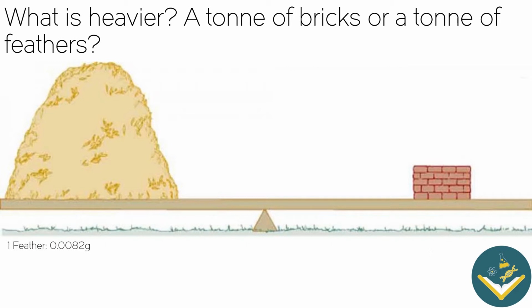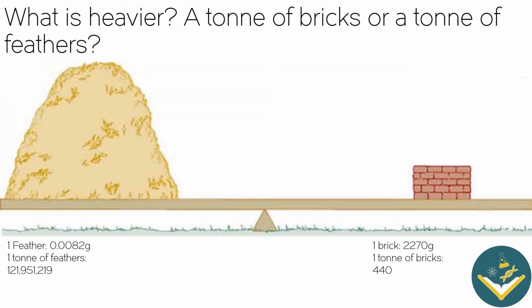Now, to put this into perspective mathematically, one feather weighs about 0.0082 grams. To put that into perspective, that would mean that 1 ton of feathers would be around 121,951,219 feathers. Not that I have done the math to check. Whereas with bricks, an average brick weighs about 2,270 grams, depending on the brick, depending on where you get it from, which means 1 ton of bricks is 440 grams.